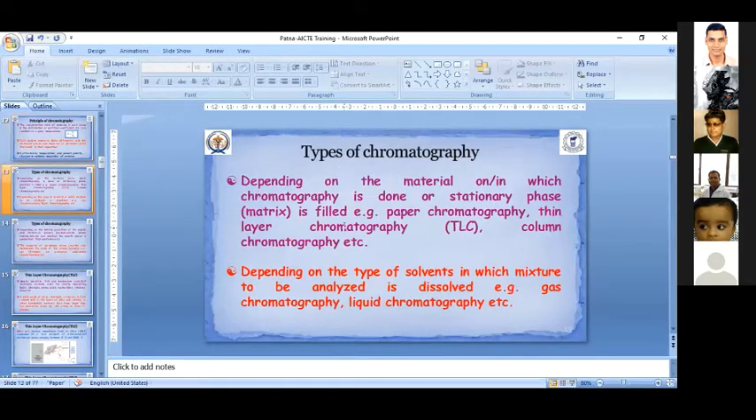Now, the types of chromatography. Chromatography can be divided into several types depending upon several classifications. First of all is on the basis of the material on which the chromatography is done, or in which the stationary phase or matrix is fixed.